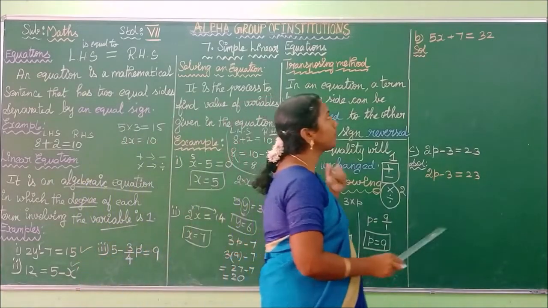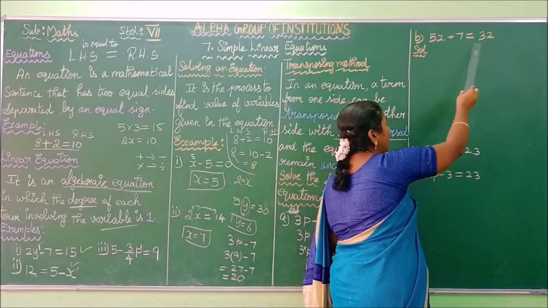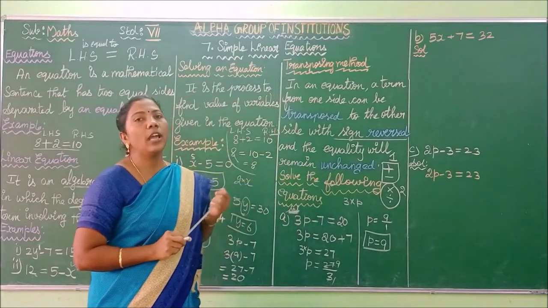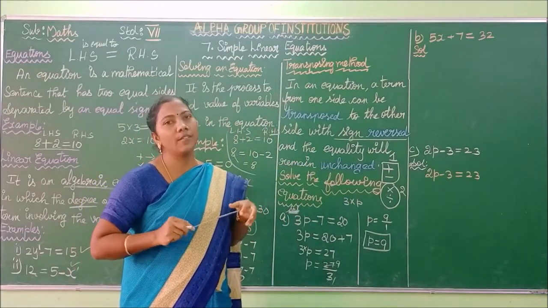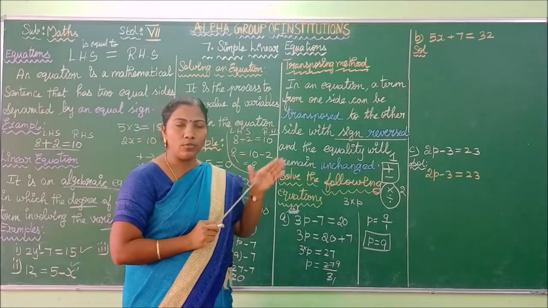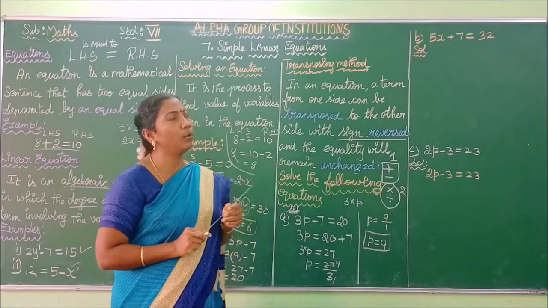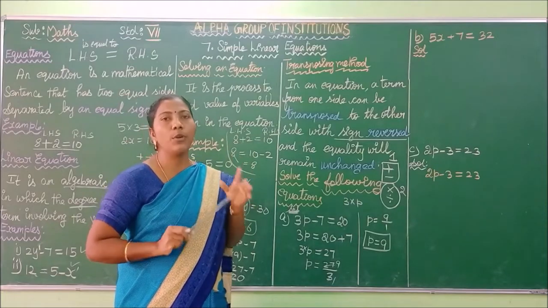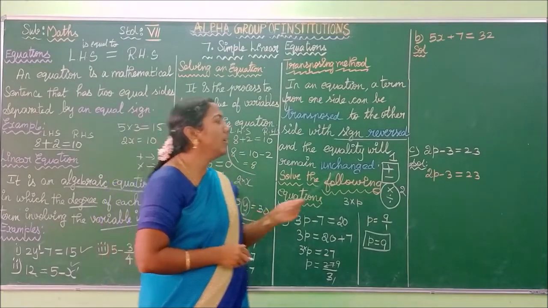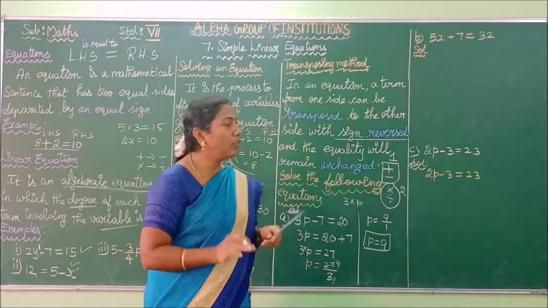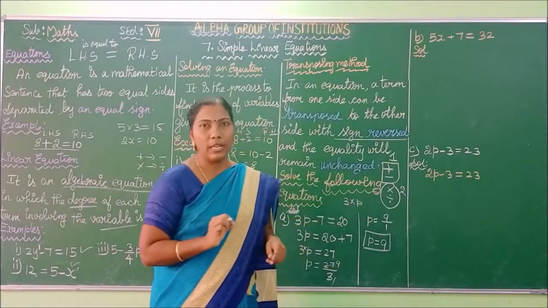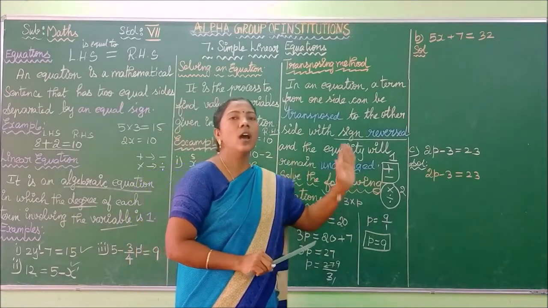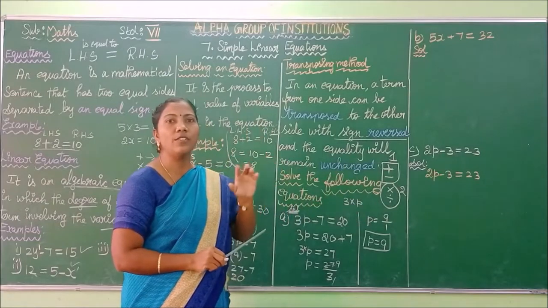See the B sum. 5x plus 7 equal to 32. Which is the variable here? x. So we have to find the value of the variable. In order to find the value of the variable, we have to make that variable free. For that we have to send all the terms along with the variable. First step you have to send the terms which are in addition and subtraction. After that you have to send the terms which are in multiplication and division. While you send the term from LHS to RHS or RHS to LHS, you have to reverse that symbol.